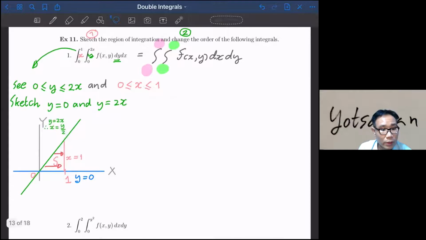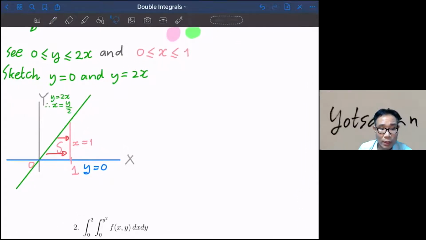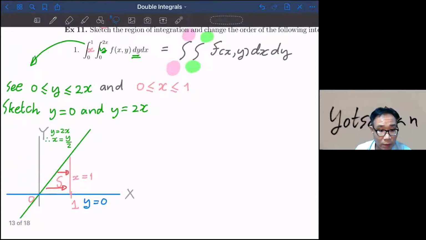Okay, look at the green one. The green one has equation x equals y over 2, and the pink one has equation x equals 1. You see x lies between two curves. So x equals y over 2, so you must put y over 2 down here. Let's use the green color. It's going to be x equals y over 2, and you have x equals 1. So you just have x equals y over 2 to x equals 1.